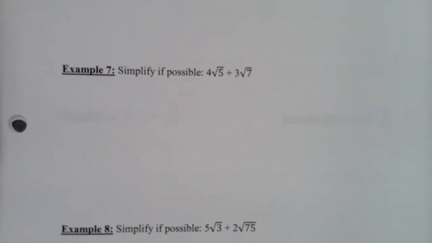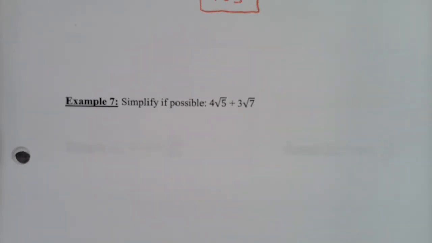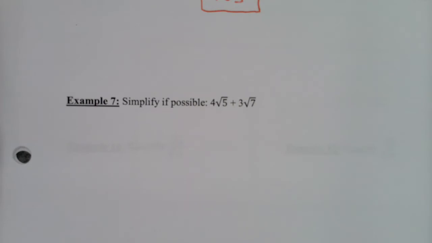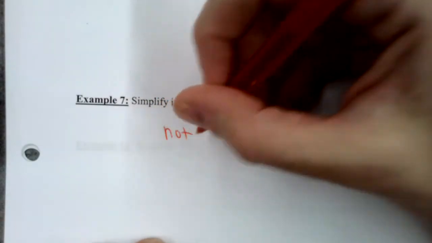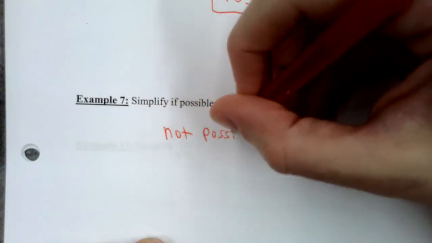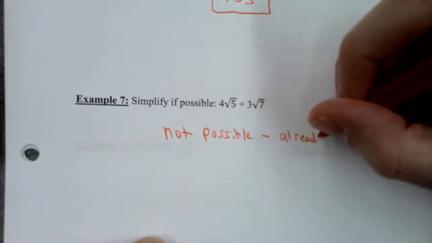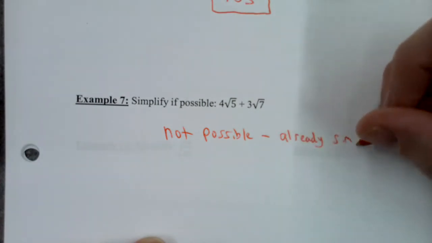Simplify if possible. 4 times the square root of 5 plus 3 times the square root of 7. And this one is not possible because the radicands are not the same. This radicand is 5, that radicand is 7. If I said do 4x plus 3y, you can't really combine those and simplify them. So I'm going to say not possible, already simplified. The radicands are not the same. You cannot simplify them anymore.